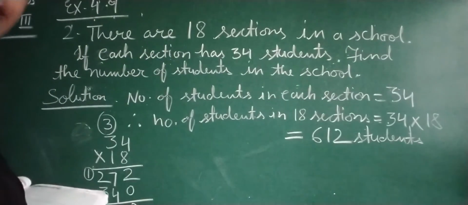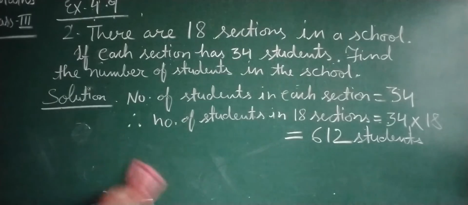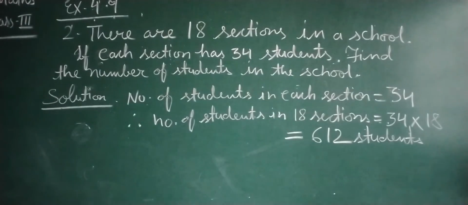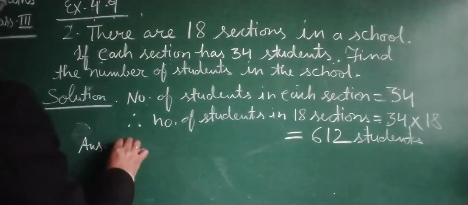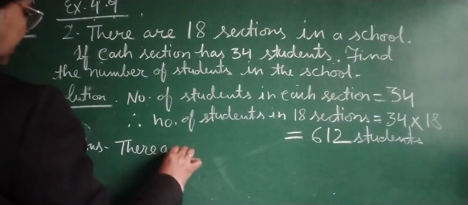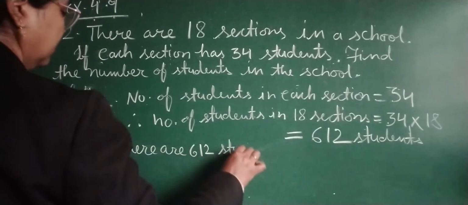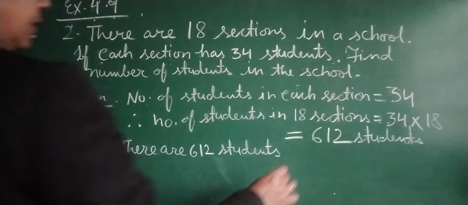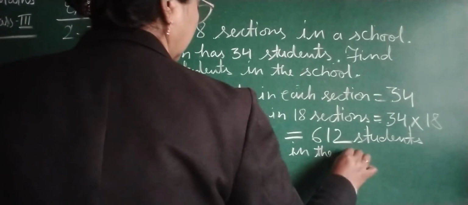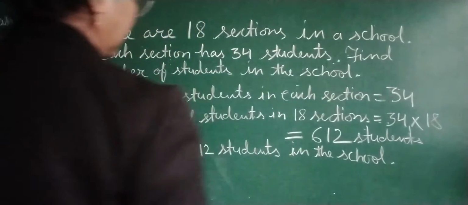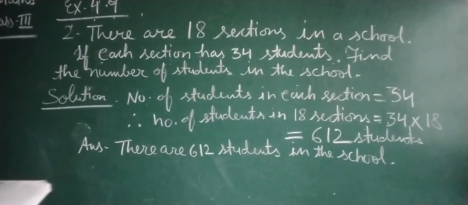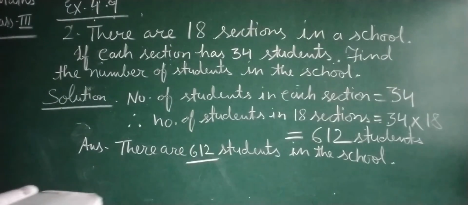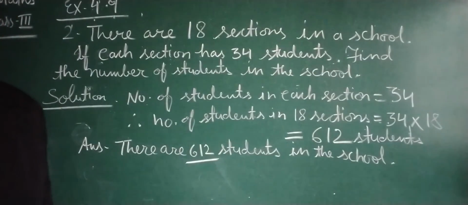Okay, now the answer you will write. Find the number of students in the school. Answer, there are 612 students in the school. Okay, there are 612 students in the school. ठीक है, इतने बच्चे हमारे स्कूल में हैं, 612 students in the school. Okay, so write it down everybody and complete it.